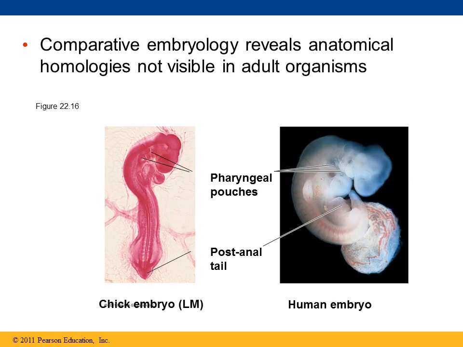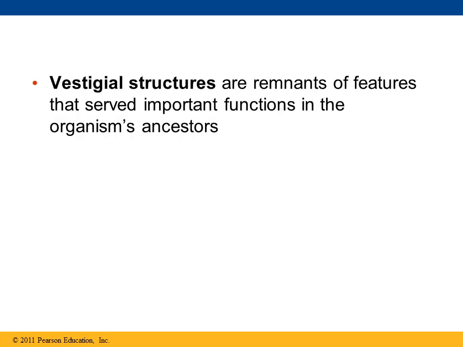Comparative embryology suggests that embryos have anatomical homologies not visible in adult organisms because some genes that are programmed for certain things are turned on at certain times, so embryos form differently. For example, both chick embryos and human embryos have the pharyngeal pouches, which are the things that turn into gills in fish.